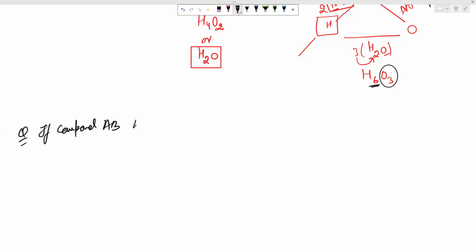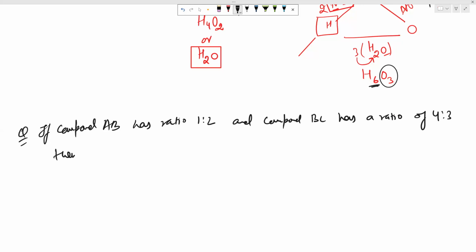If I'm having a question on this topic: if compound AB has a ratio of 1:2 and compound BC has a ratio of 4:3, then when compound AC is going to form, what will be the ratio of this one? AB is 1:2 and BC is 4:3.